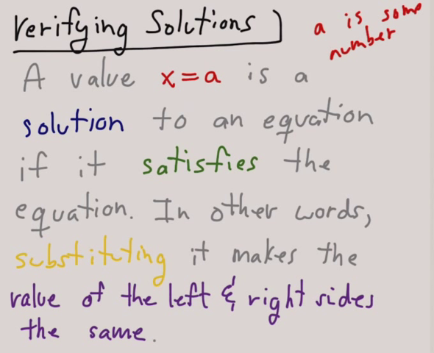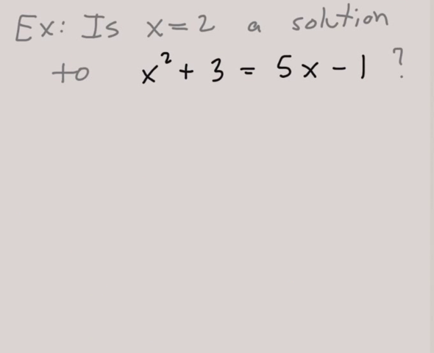The converse is, if it doesn't do that, if I plug it in and the left and right side are not equal, then it is not a solution. Okay? So you guys probably have seen this before. It's just called checking your work. So a few examples. Is x equals 2 a solution to x squared plus 3 is equal to 5x minus 1? I don't know. What we're going to do down the road is learn how to solve this equation by hand. But right now, if we have a potential solution, we can quickly verify whether it works or not. All right, so what I do is I'm going to plug that in.